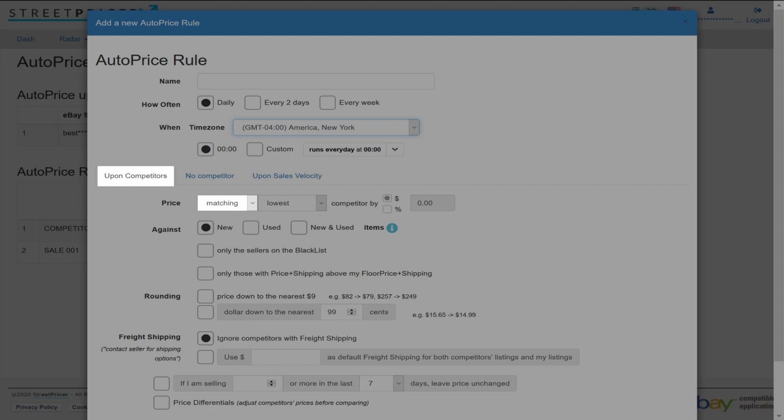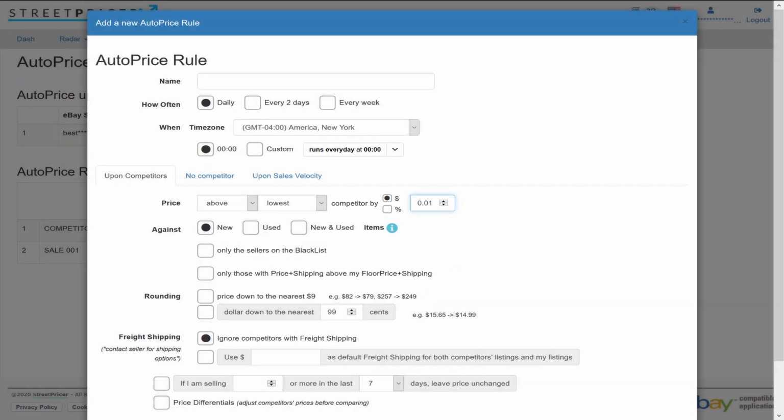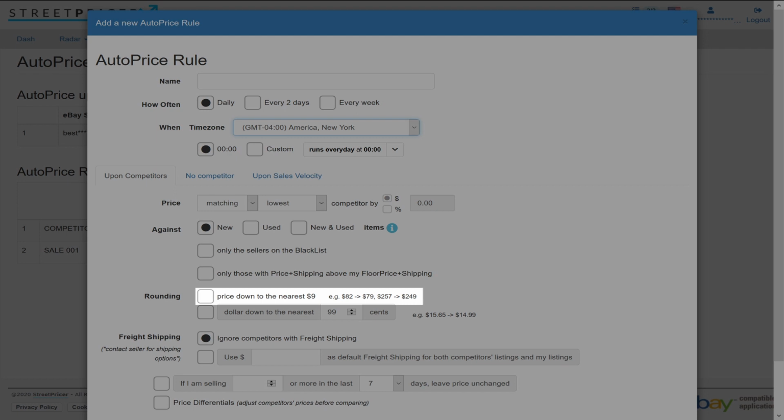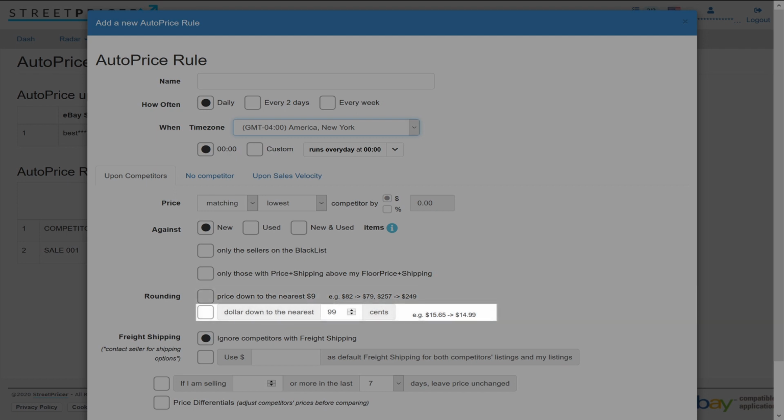If you want to undercut your competitors, you can choose to price below the lowest by, let's say, 1 cent or 3%. On the other hand, you can also choose to hover above the lowest competitor by pricing above by, say, 1 cent. Hovering is a popular strategy, especially if you want to avoid knee-jerk price reductions from your competitors that could drive the prices further down. There are other settings too, such as rounding down to the nearest $9 or down to the nearest 99 cents, or indeed any number that you prefer.